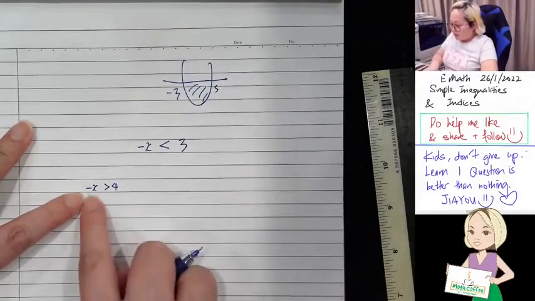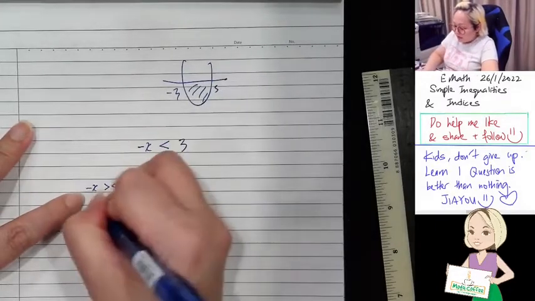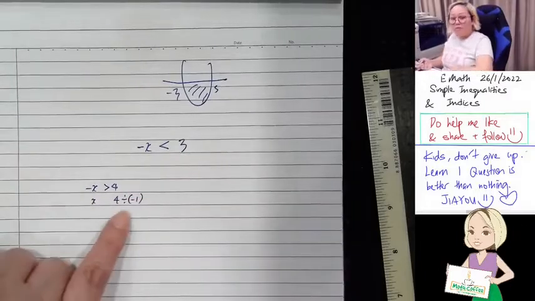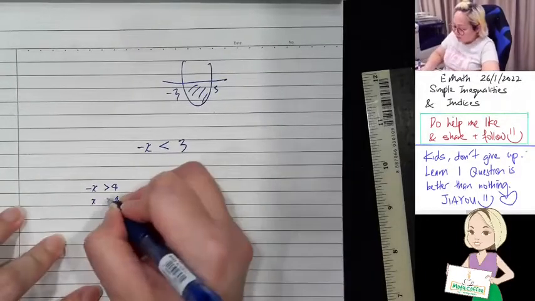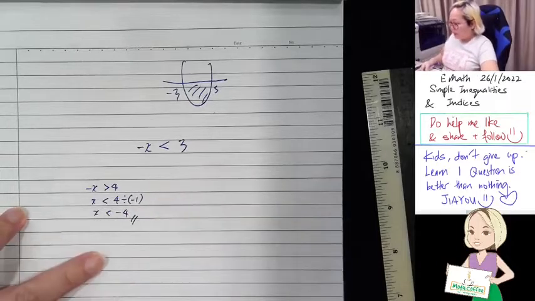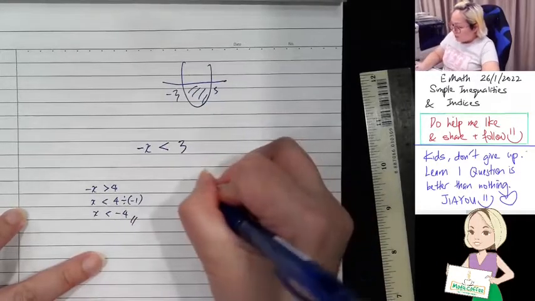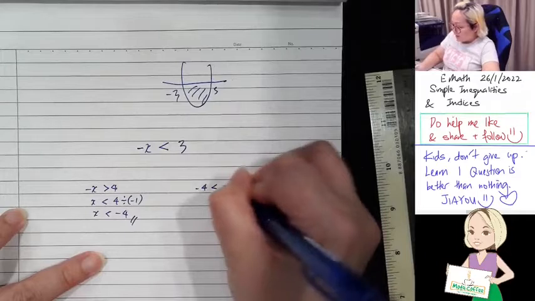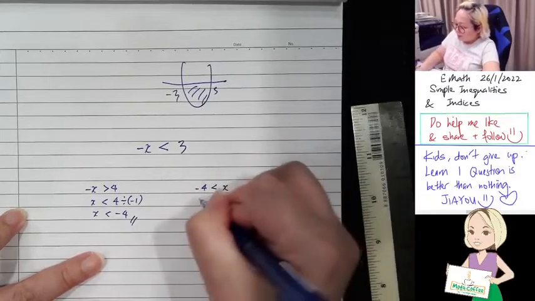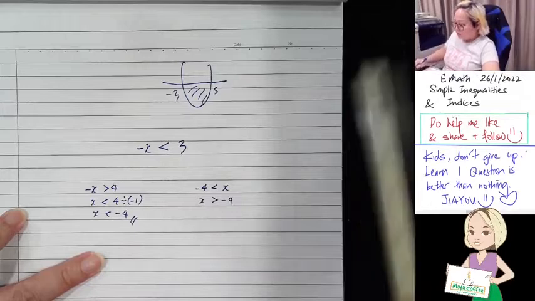So actually this is negative 1x, right? So actually x, I'm supposed to do 4 divided by negative 1. So remember, when I divide by negative, I need to flip the sign. So now x is less than negative 4. If it's the other way, whereby you say minus 4 is less than x, then you just flip totally completely. So it becomes x is more than negative 4.